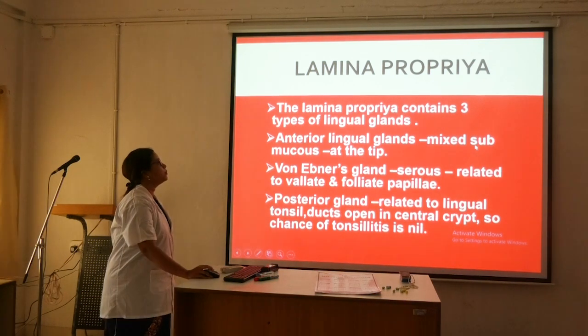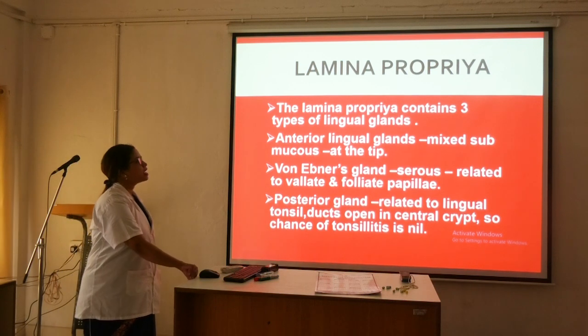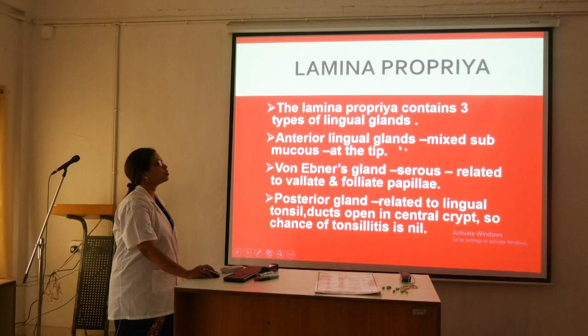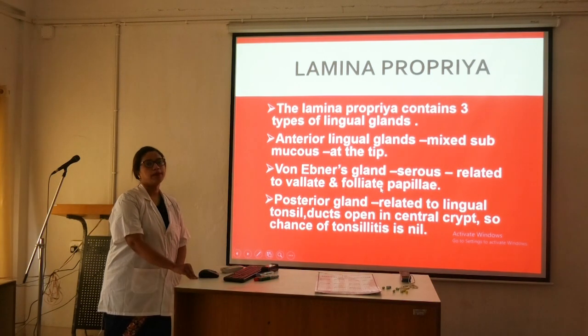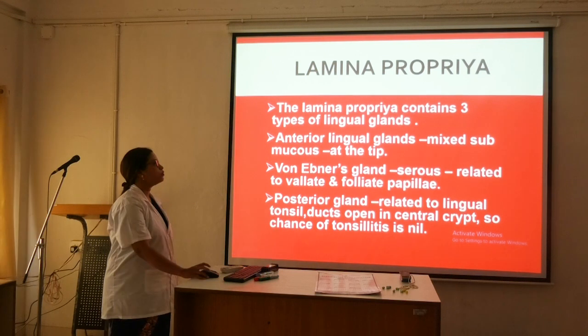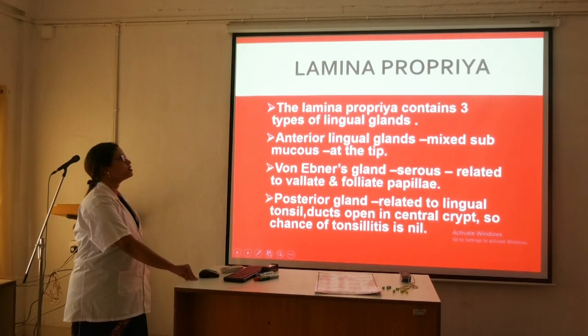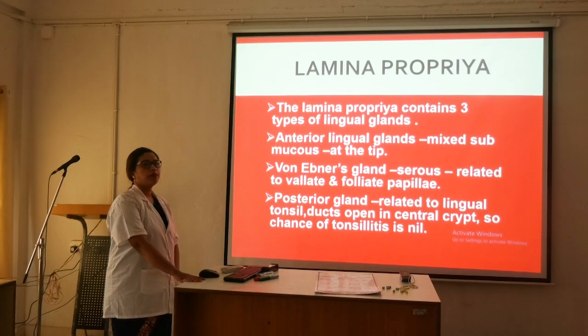The first one is mixed, submucous, and it is present on the tip, on the anterior surface. Okay, and the von Ebner glands are serous in nature and related to the vallate and foliate papilla. It is an MCQ afterwards, von Ebner's gland. So it is serous type and related to the vallate and foliate papilla.